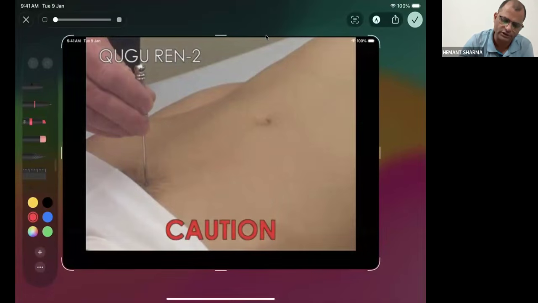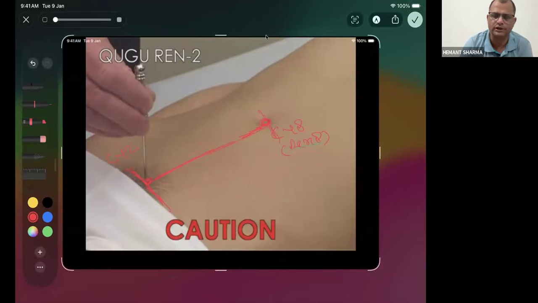Now look here, this is the navel. The navel is CV8 or RAN8. And here you can feel the pubic bone. The upper part of the pubic bone is CV2. If we draw a line from the navel to the pubic bone, this length is 5 chun.